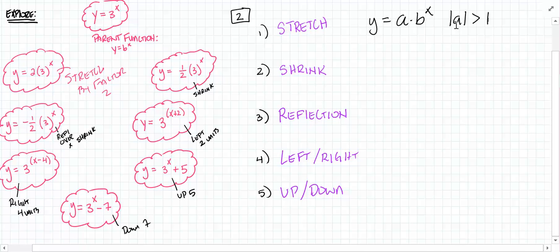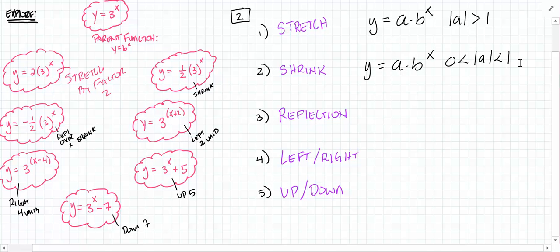Now, what about a shrink? We could have y is equal to a times b to the x, but if 0 is less than the absolute value of a, less than 1, we're going to get a shrink. The example that I gave to you was 1/2 times 3 to the x, because the value of a is a half, which would be between 0 and 1. Does that make sense to you?